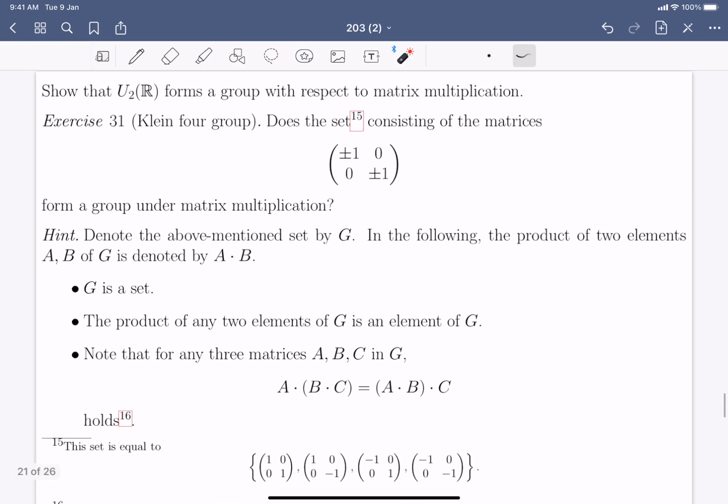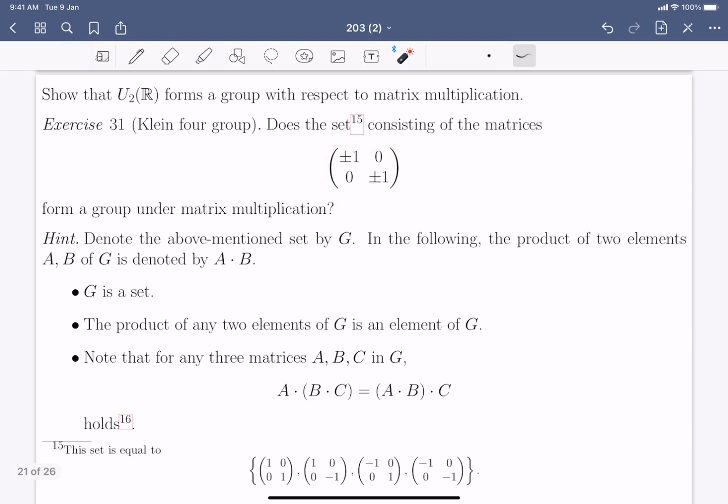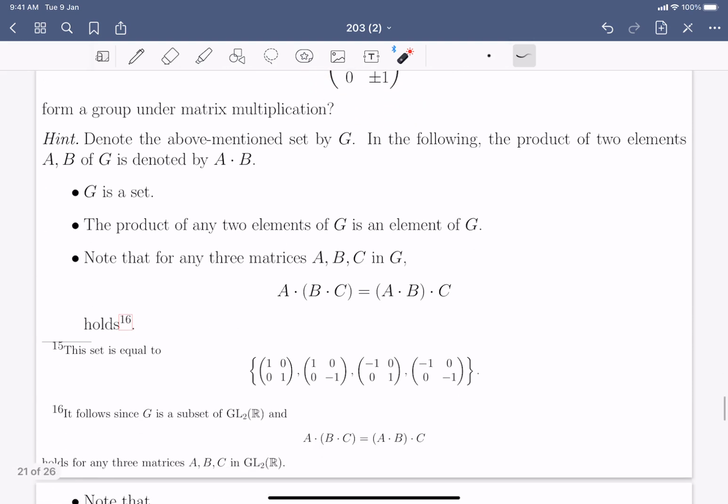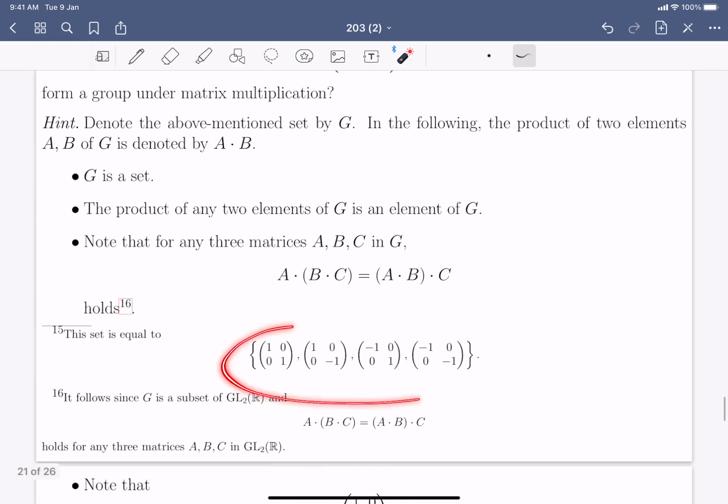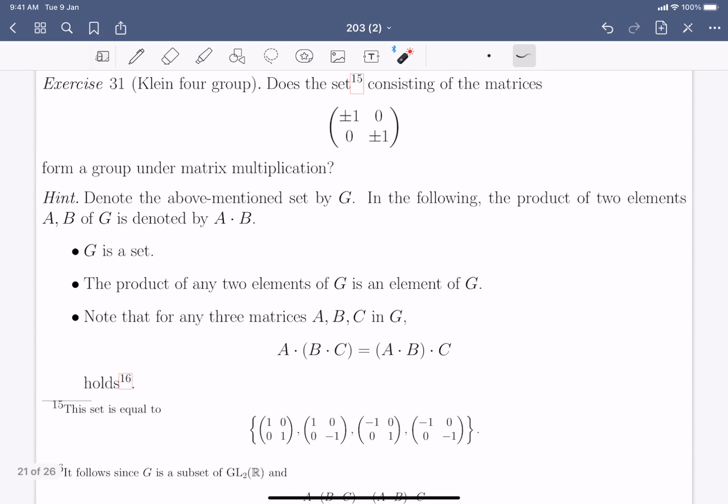So what I mean here is that the set contains these 4 elements. Any diagonal entry lies in the set plus minus 1. So there are 4 choices, so you've got 4 matrices there. And that's why this is called the 4 group, and this was studied by Klein. That's why this is known as the Klein 4 group.